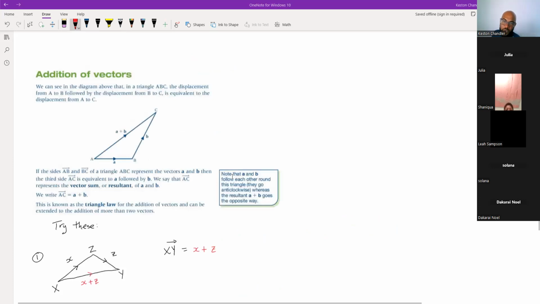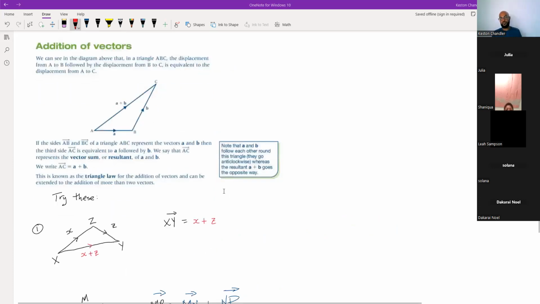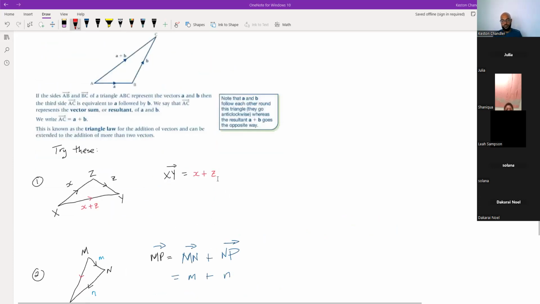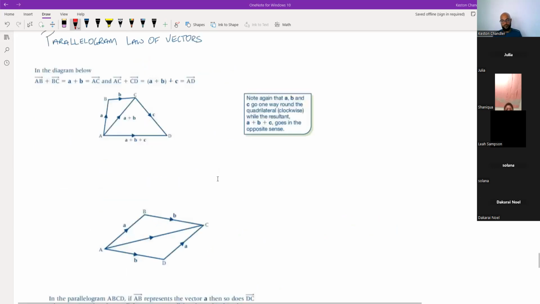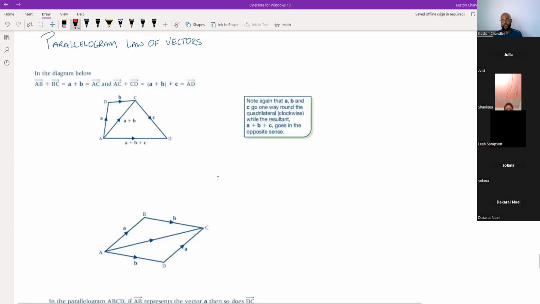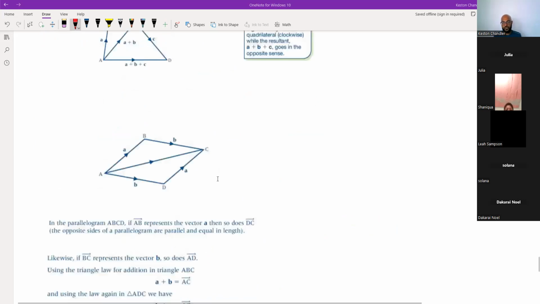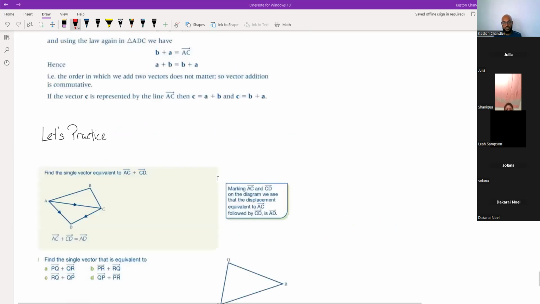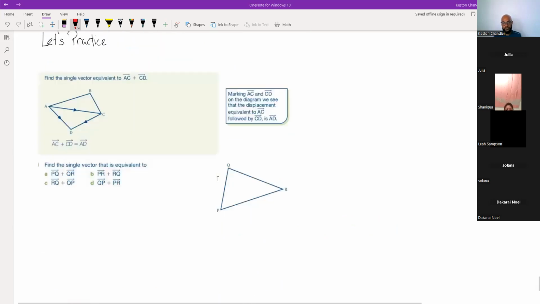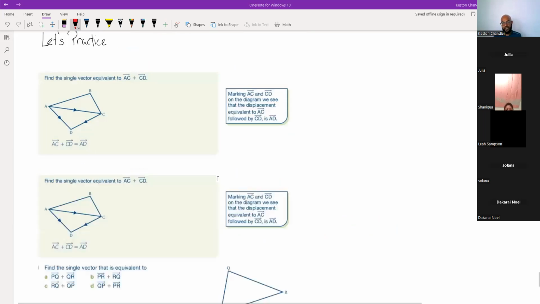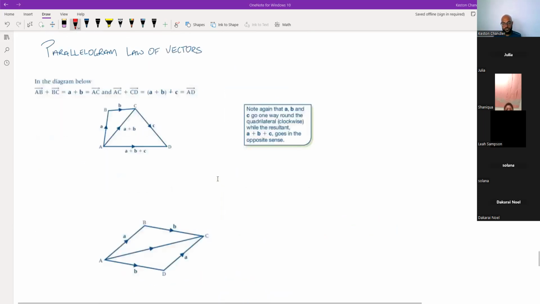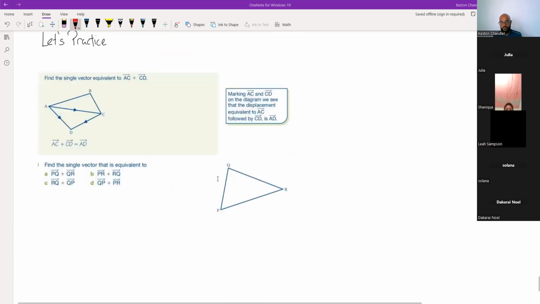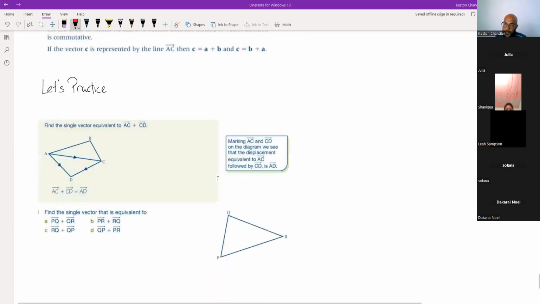So we're going to build some more on this today. We did add vectors and use some letters, but we want to do something more than that today. We're going to introduce that movement that I was talking about when you go in the opposite direction. We're going to look at the parallelogram law of vectors, and then do some questions involving movements. Before I get into the parallelogram law of vectors, let's look at this question.